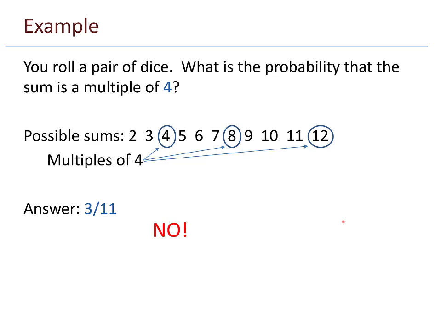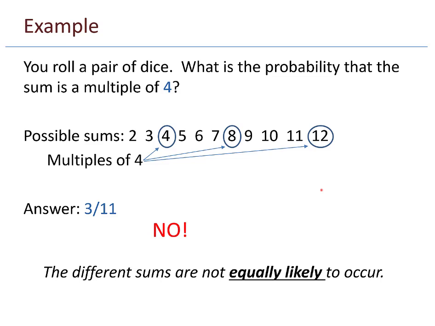But then, okay, the trouble is that these different sums are not equally likely to occur. In fact, the 8 as a sum is much more likely to happen than the 12. The 12, there's only one way to get that. Both of the dice have to be 6. Whereas with the 8, you could have a 2 and a 6, or a 3 and a 5, or a 4 and a 4. So this is something to watch out for. If our results are not equally likely, then they can't work as a sample space.